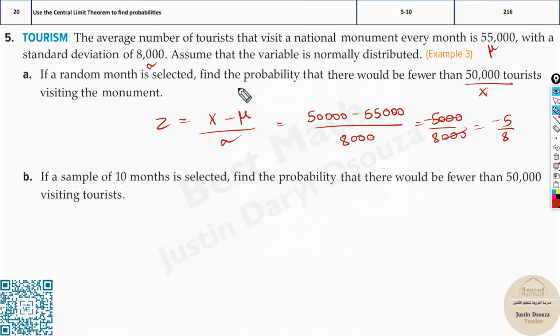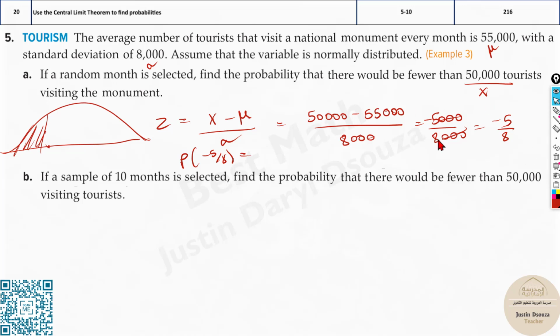Now, what do we want? We want to know the probability that there would be fewer than 50,000. So if it's like this, what is the z value? Somewhere over here, this part, right? So just the probability of minus 5 by 8 in the calculator will give you the answer.